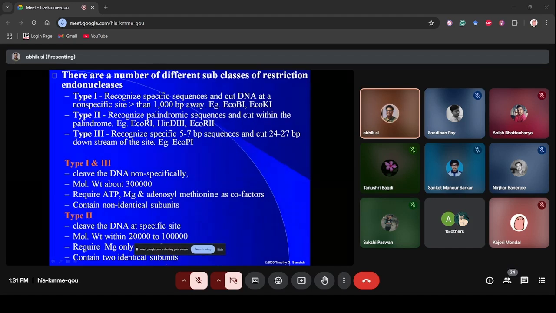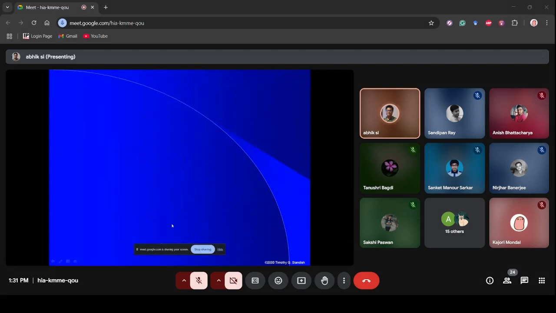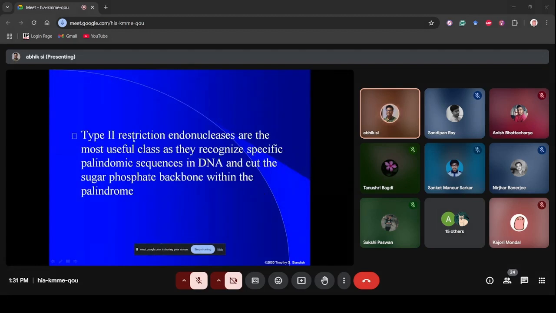So in recombinant DNA technology, or in genetic engineering, type 2 is widely used because it can cut specifically. Type 1 and 3 require lots of cofactors, and type 2 requires only magnesium as a cofactor. So these are the basic differences between these types. So type 2 is actually used.